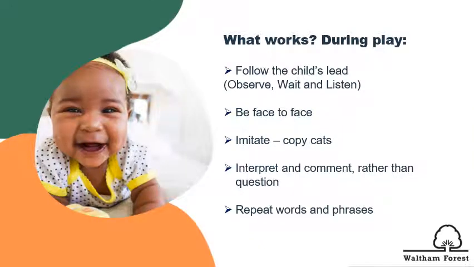So what works? When you're playing and interacting with children, it's really important to follow the child's lead. So stopping and observing, waiting and listening. Also try and be face to face. This supports joint attention and it lets the child know that you are listening and interested in what it is that they're communicating. Imitating, so copying a child, shows them that you're interested. It also means that they're more likely to copy you when you want to scaffold their interaction or play or talking. Interpret or comment rather than question.